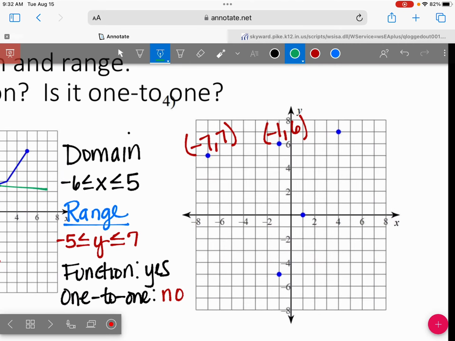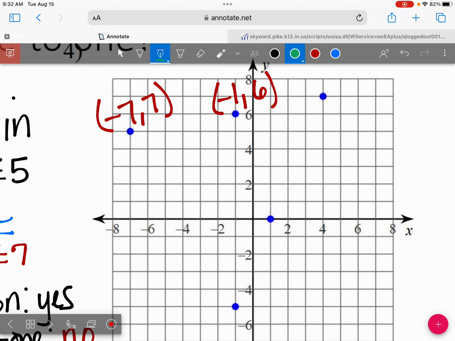All right, so now let's go back here. I'm just labeling these ordered pairs. We have 5 of them. And then this one here would be -1, -5. This point would be at 1, 0. And this one here is at 4, 7. All right, make sure that's correct. Do you agree with my points?